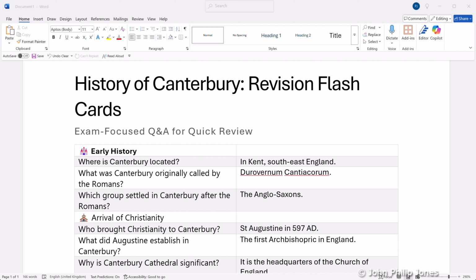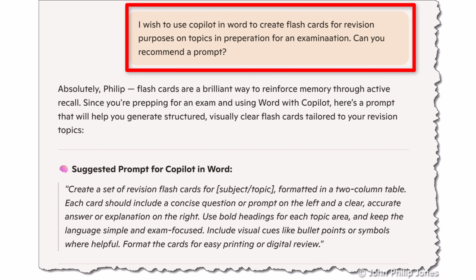In another AI system, I entered this. I wish to use Copilot in Word to create flashcards for revision purposes on topics in preparation for an examination. Can you recommend a prompt? And if you read that carefully, you'll note I've made some spelling mistakes, which didn't seem to bother the AI system. It would have corrected the spelling, and it's gone on to say this.